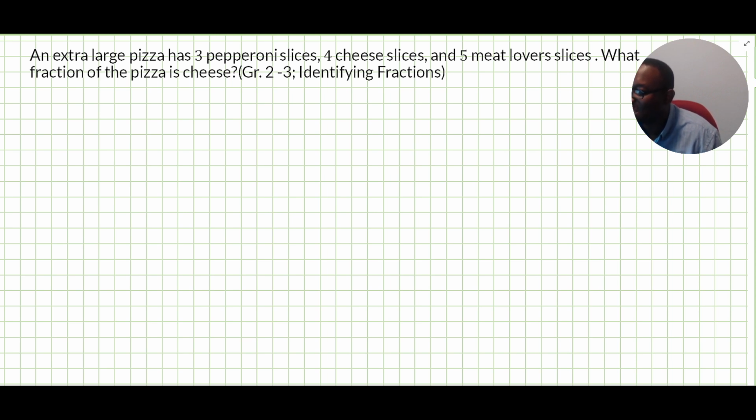What fraction of the slices of the pizza is cheese? Or what fraction of the pizza is the cheese slices? Regardless of how you want to say it, what fraction of this whole pizza do we have as cheese pizza?